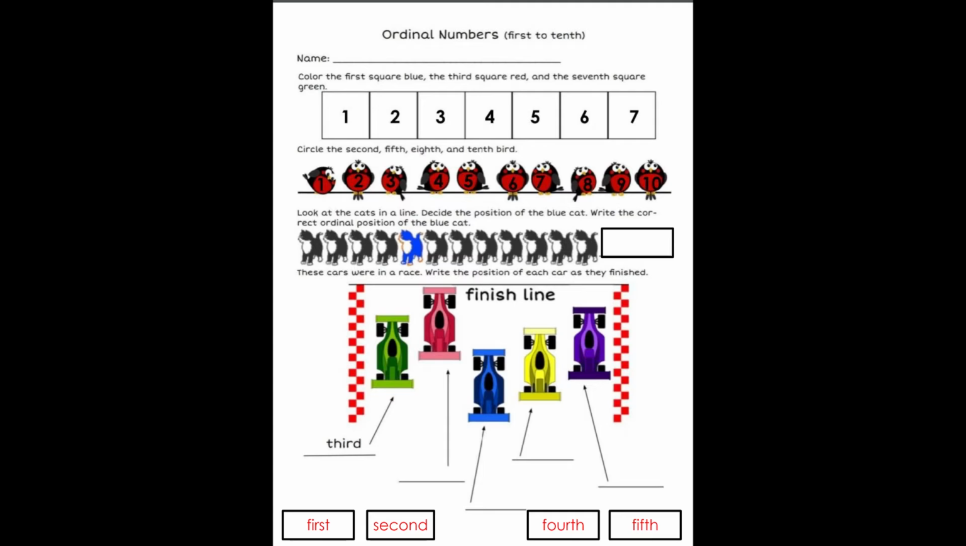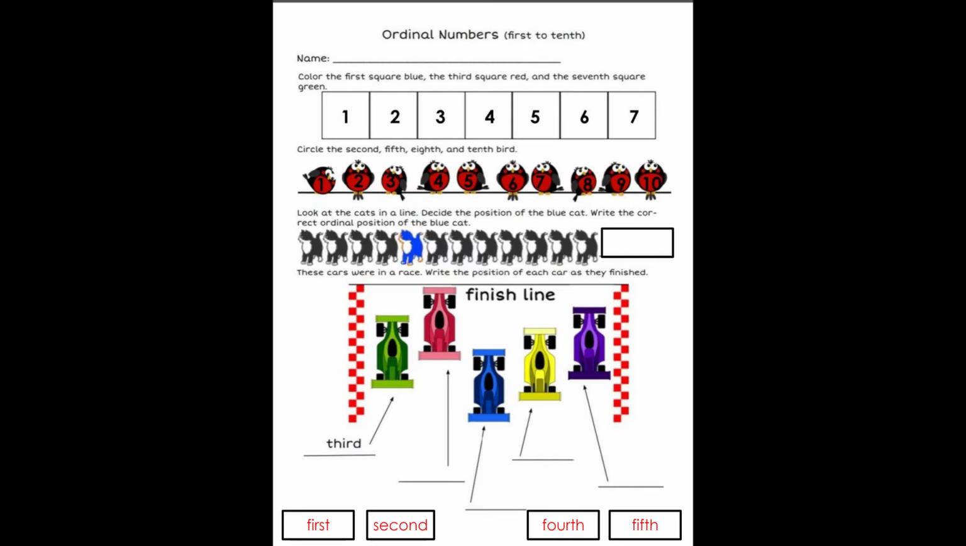So the first one says color the first square blue, the third square red, and the seventh square green. If you're using the slides, you can just drag the colored square over the number. Where the birds are on the line, it says circle the second, fifth, eighth, and 10th bird. So you can drag the circle over on the slide or just use your crayon or pencil if you're in your workbook to color those birds, circle those birds.